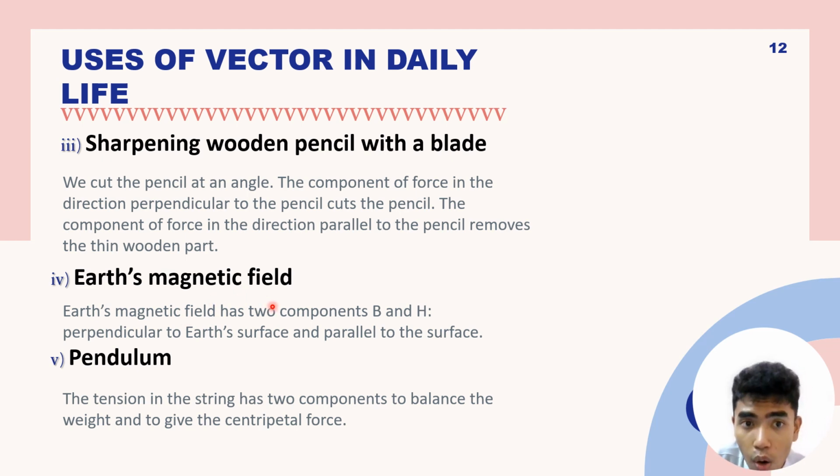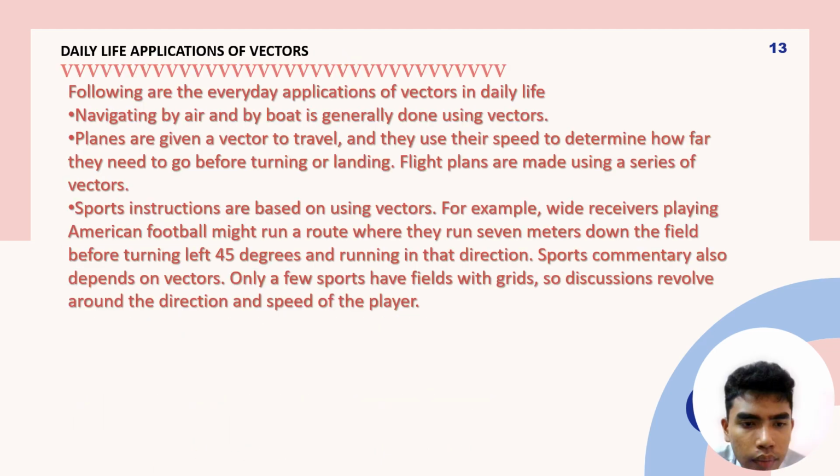Earth's magnetic field is also a vector. Earth's magnetic field has two components, V and H, perpendicular to the surface and parallel to the surface, which is fighting off the solar beam from the sun that protects us. Pendulum: the tension in the string has two components, balancing the weight and giving the centripetal force.